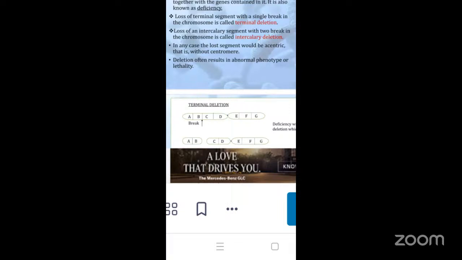Transposition is the non-reciprocal, one-way transfer of a chromosome segment from one chromosome into another. Reciprocal translocation is the mutual exchange of segments between two chromosomes, either homologous or non-homologous chromosomes.